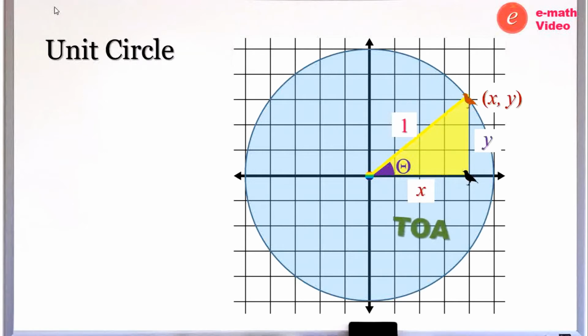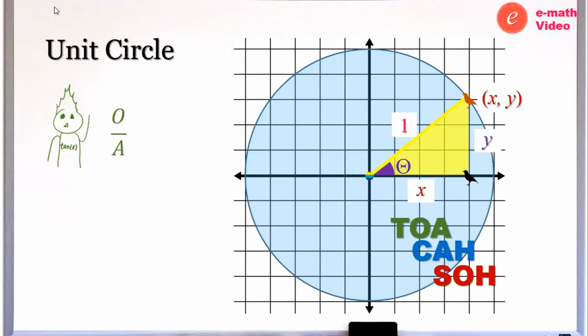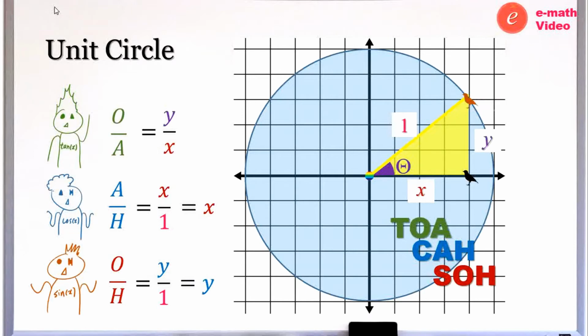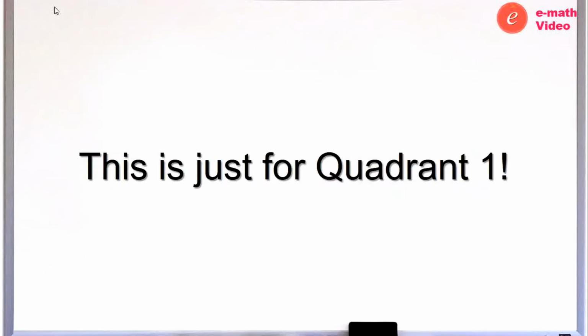Still remember TOA CAH SOH? If Atan wants to eat the bird, he has to take opposite over adjacent, which is y over x. How about Acos? He needs adjacent over hypotenuse, which is x over 1, and it's just x. Then for Asine, opposite over hypotenuse, y over 1 equals to y. As x equals to cos theta and y equal to sin theta, I will just label this point as cos theta, sin theta. And this is just for quadrant 1.